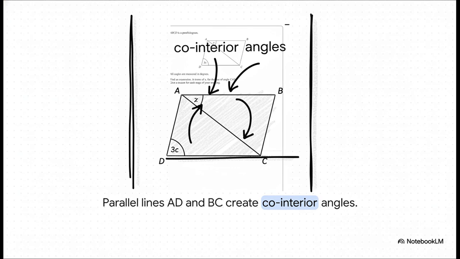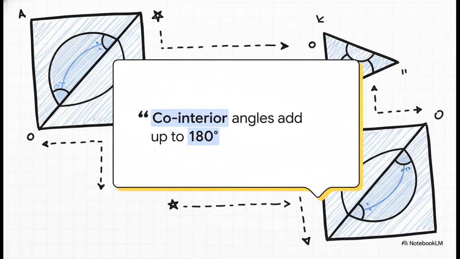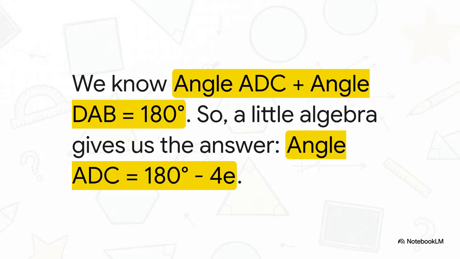Okay, now let's use the other pair of parallel lines, AD and BC. The two angles that are kind of squished between them, DAB and ADC, they also have a special relationship. They're called co-interior angles. And here is our second key rule to write down for the examiner. Co-interior angles add up to 180 degrees. This is a fundamental property of any parallelogram. So let's apply that rule. We know that angle ADC plus angle DAB has to equal 180 degrees. And since we just figured out that DAB is 4E, a little bit of algebra tells us that angle ADC has to be 180 minus 4E.